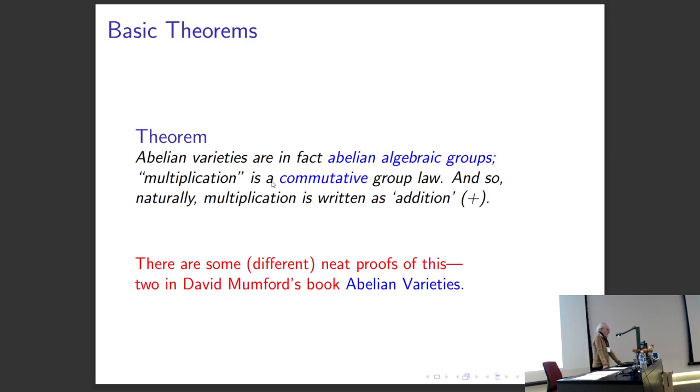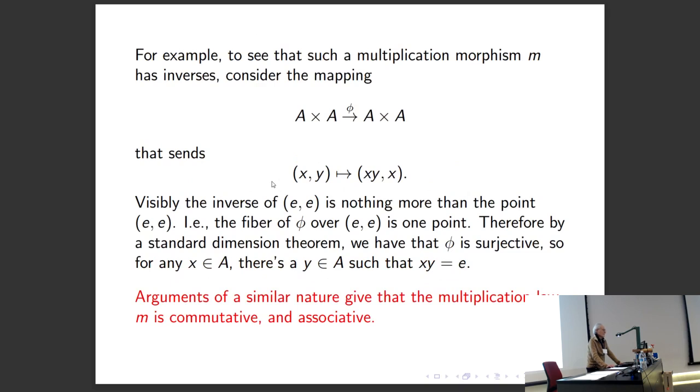Abelian varieties are, in fact, abelian algebraic groups. Multiplication is a commutative group law, and so naturally we change the multiplication sign to be addition to make it look more commutative, if you wish. And there's not only one proof, there are a number of neat proofs of this. Well, two of them, there are actually more, in Mumford's book, Abelian Varieties. And I'll give you a piece of the proof, and you'll see how it's kind of beautiful. I don't know.